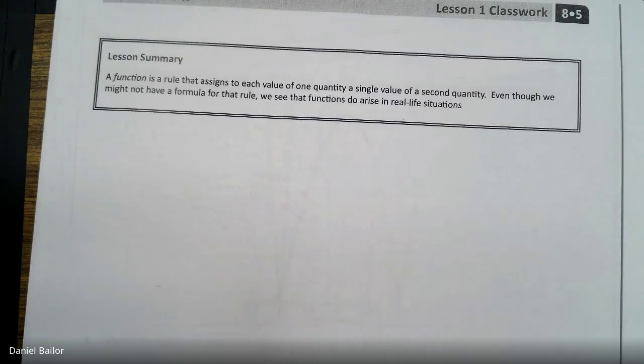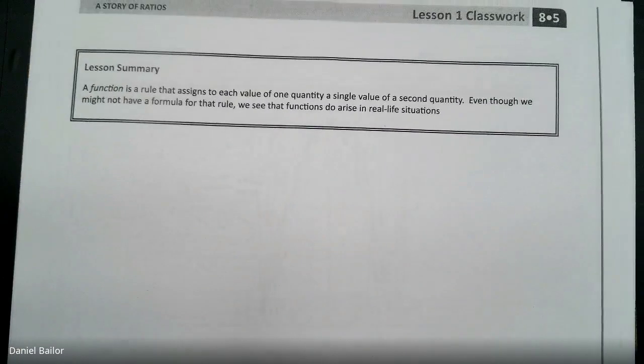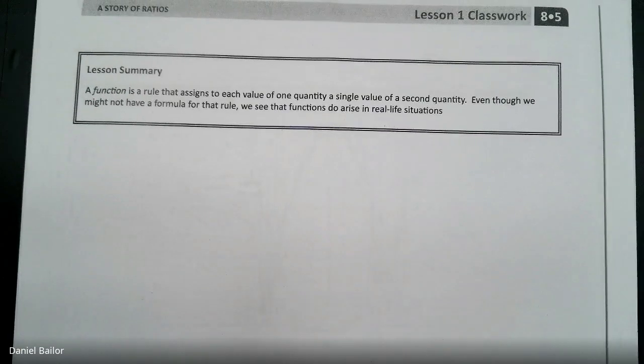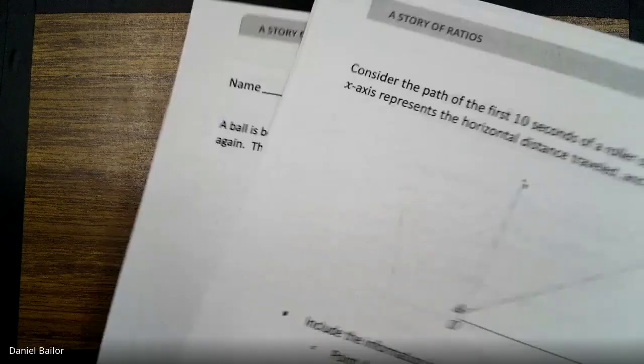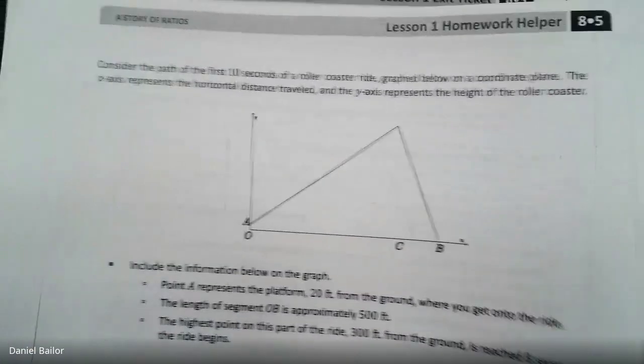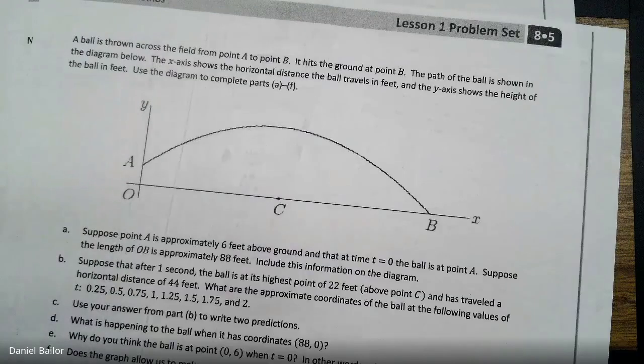For your individual work, the lesson summary is on page 5. I'm just really giving you the definition of a function again. Page 7 is the exit ticket. Let's slide that to the back. You have a homework helper on pages 9 and 10 you can use to help you with this. Page 11 is your problem set.